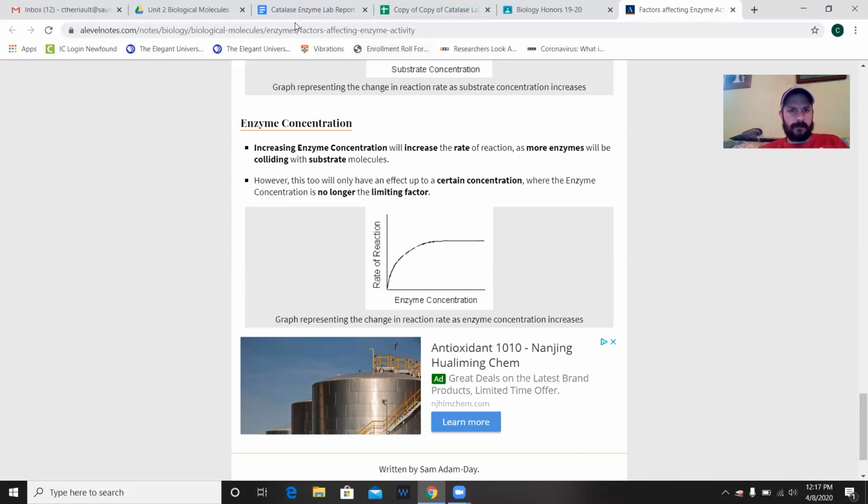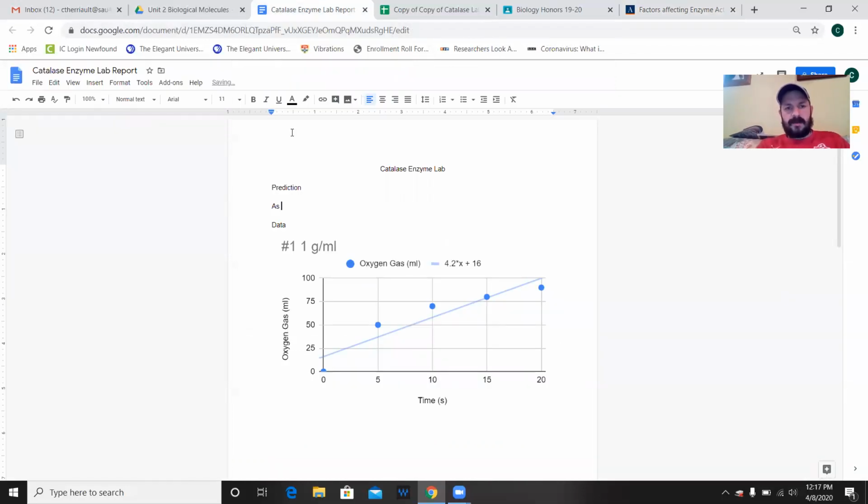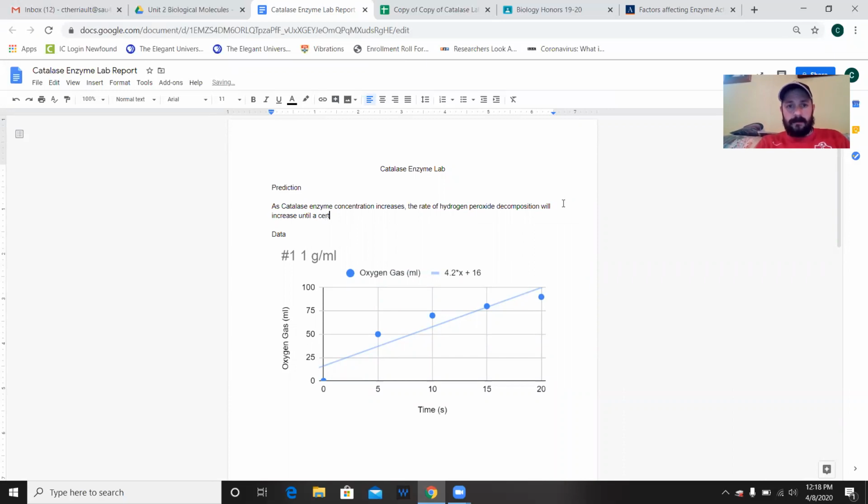So something along the lines of, as catalase enzyme concentration increases, the rate of hydrogen peroxide decomposition will increase until a certain point when the rate of reaction will level off, or plateau is the kind of better word. But here I have a prediction that now I can actually respond to.